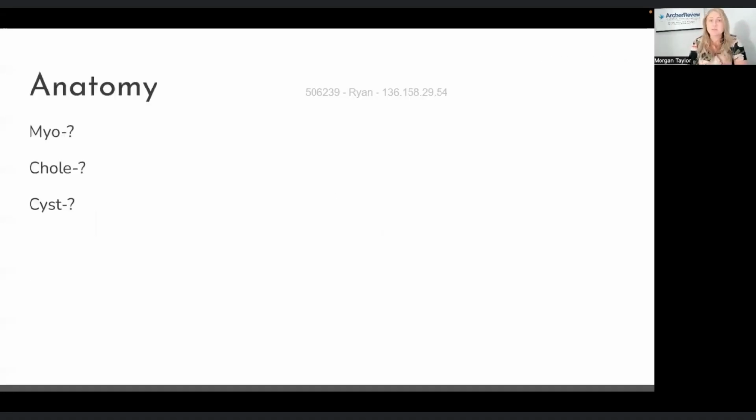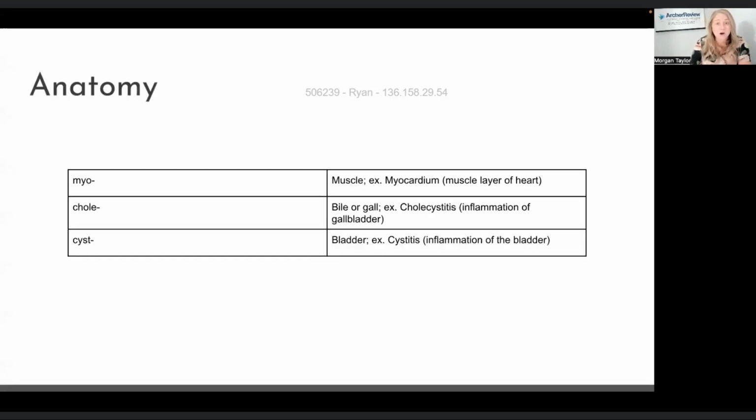So for example, some anatomical prefixes you'll likely see on the NCLEX. Myo refers to muscle. Myocardium, muscle of the heart, easy peasy. Chole, bile or gall. So cholecystitis. We see gallbladder, itis, inflammation. Cholecystitis is inflammation of the gallbladder. Or similarly, cyst means bladder. Cystitis, inflammation of the bladder. Boom. Even if you didn't study cystitis, you now know what you're dealing with.